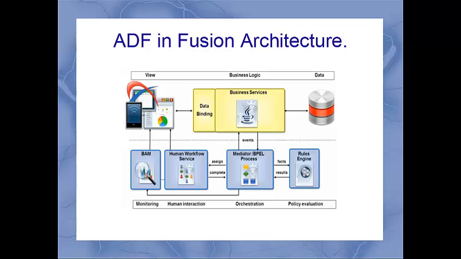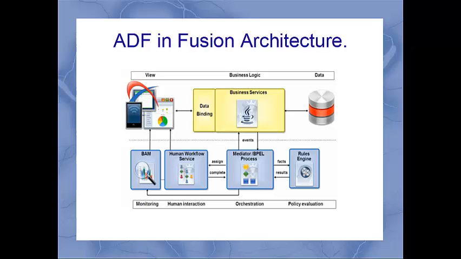How ADF fits into Fusion architecture. In this slide you can see two sections, the top section being a traditional enterprise application wherein business services pull the data and the view layer will show the data. The nice thing with ADF is you will build the business services once and can interact with any kind of data source as said before, like RDBMS, web services, legacy systems, and use a generic binding layer to show this data on the UI.